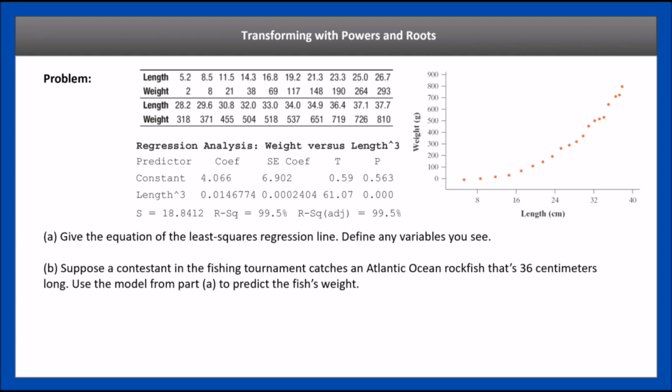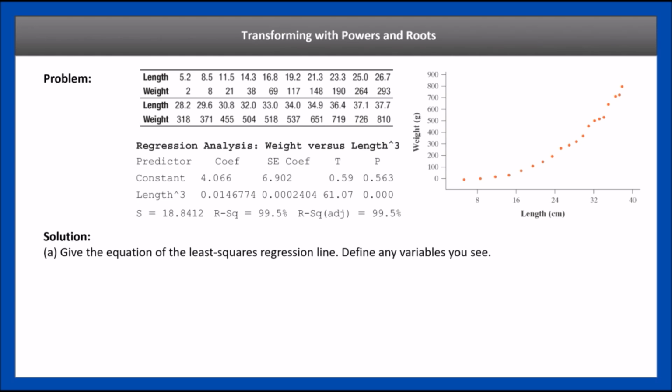We're going to use the computer analysis results. Because this is weight versus length cubed, we use the computer analysis. We've got the constant here, and we're going to be using these two things, the coefficient and the slope. This is the y-intercept, which is traditionally my a, and then this is traditionally my slope.